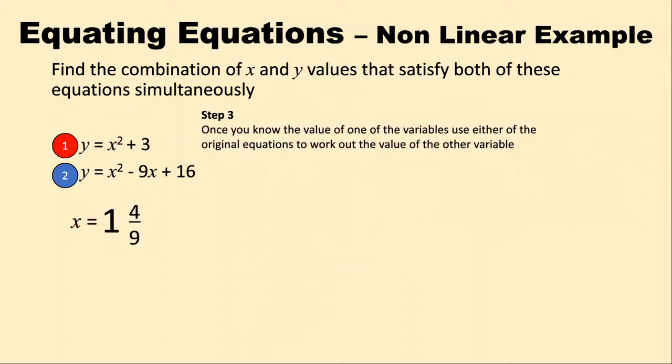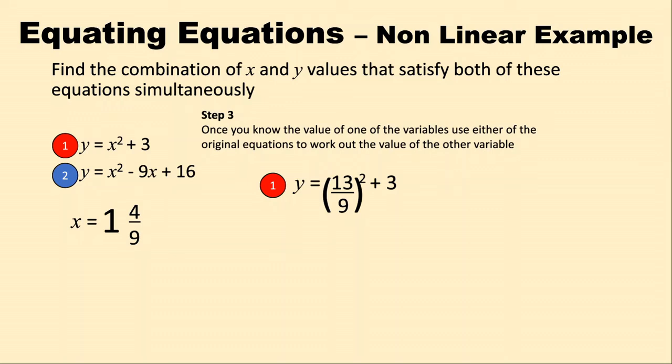So step 3, once I know the value of one of the variables, let's use it in either of the original equations to work out the value of the other variable. Looking at my two equations right now, I think you'll agree, equation 1 seems to be a little bit simpler. So I've substituted my value for x into equation number 1, and I find it's a lot easier to work with top-heavy fractions than it is with mixed numbers. So I left this as 13 over 9.